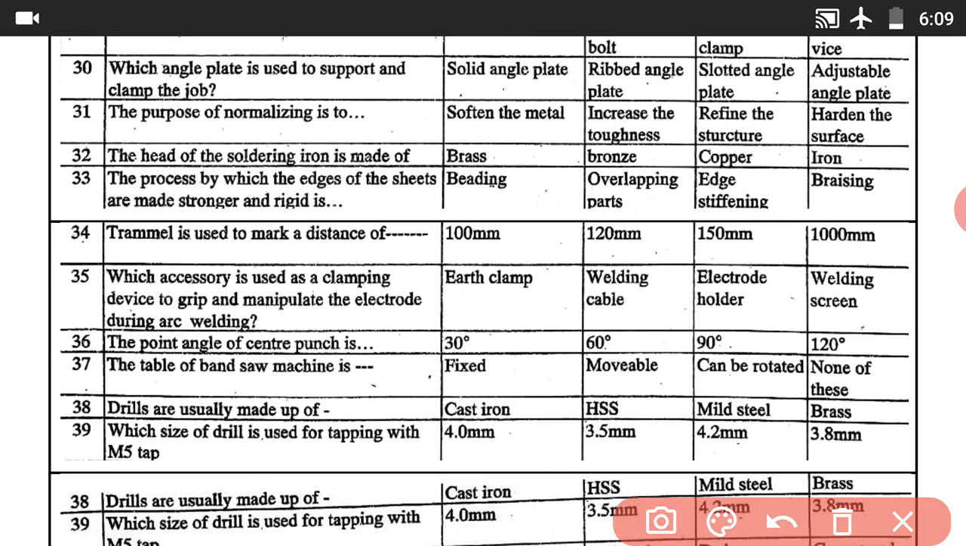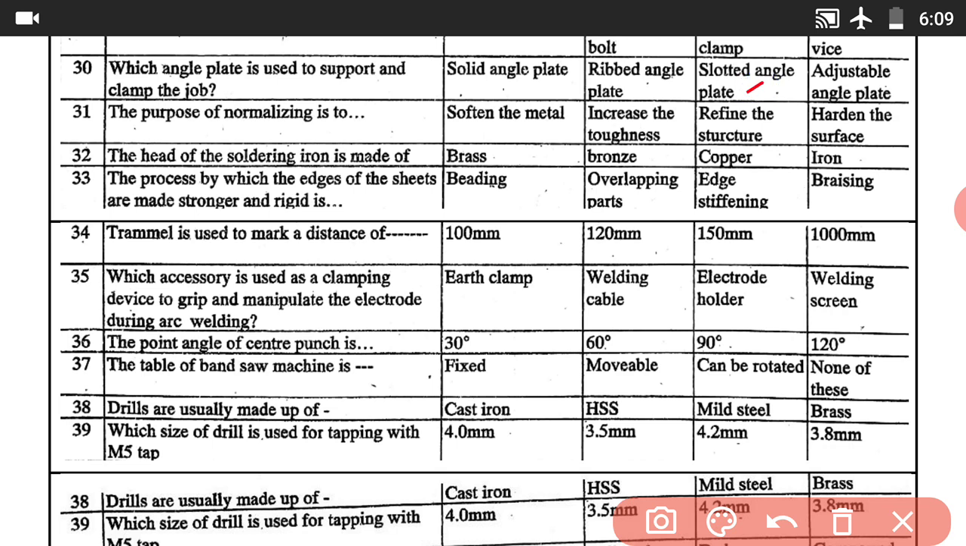Question number 30. Which angle plate is used to support and clamp the job? The answer is the slotted angle plate. Option C is the correct answer.